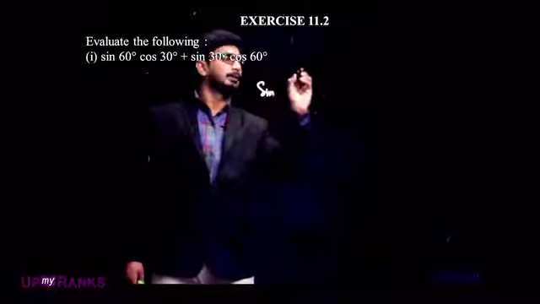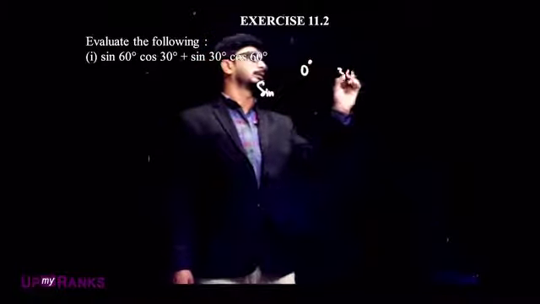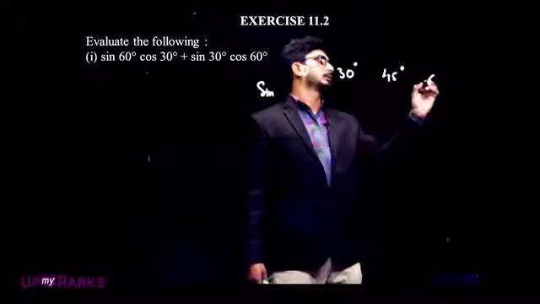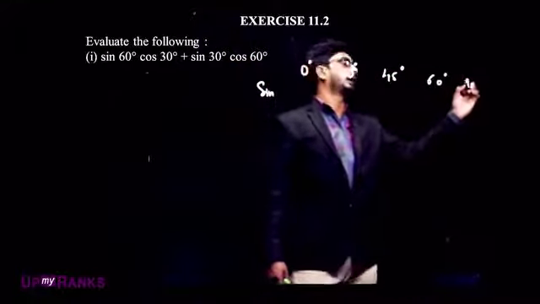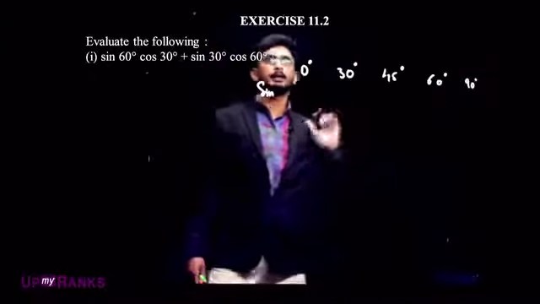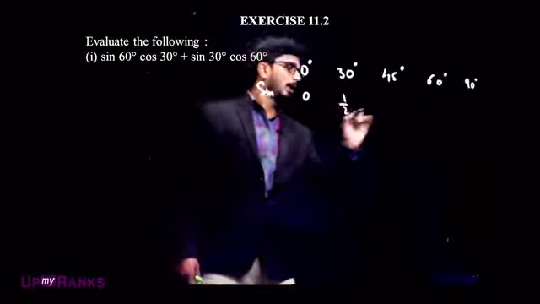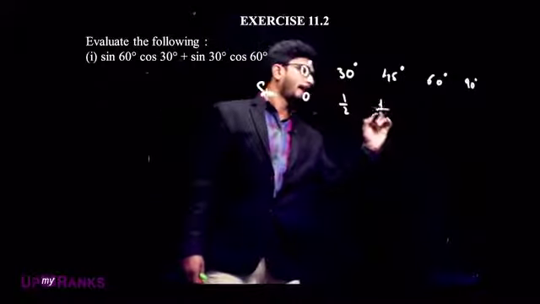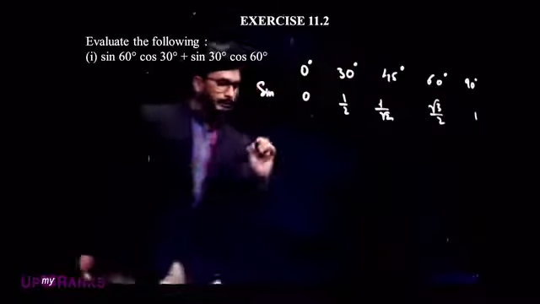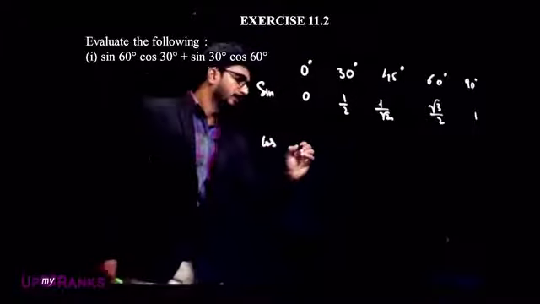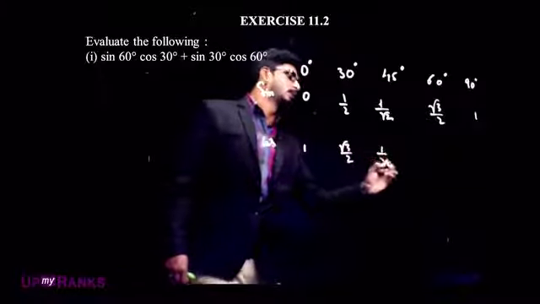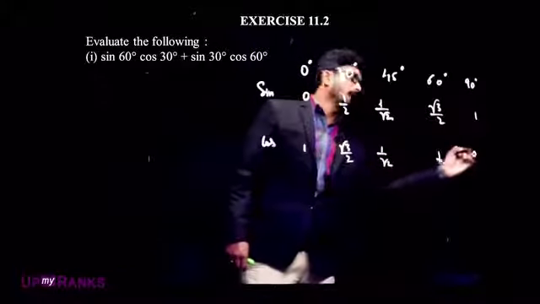So sine 0 degree, 30 degree, 45 degree, 60 degree and 90 degree. As I told you, if you know the first sine, you can write down the others. So which is 0, half, 1 by root 2, root 3 by 2, 1. Similarly, cos will be 1, root 3 by 2, 1 by root 2, 1 by 2 and 0.